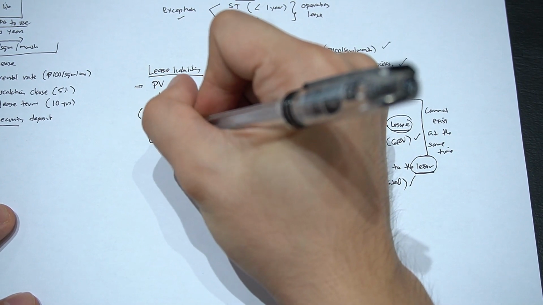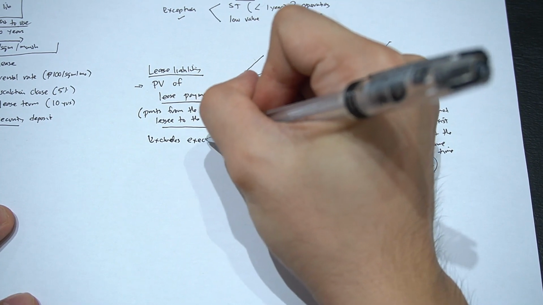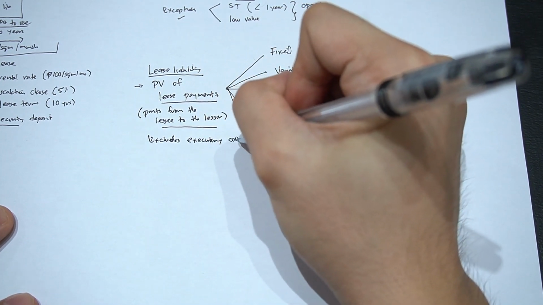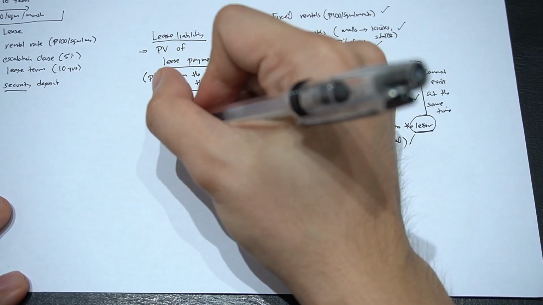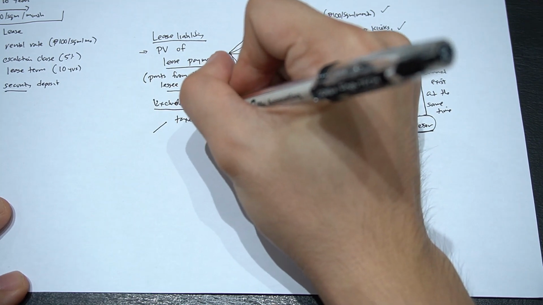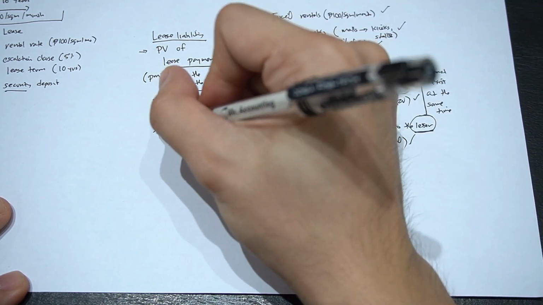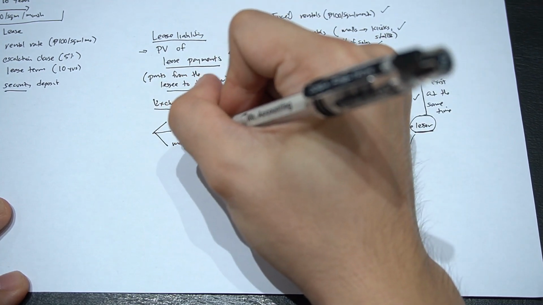class, this excludes executory costs. Excludes hindi includes. Bakit sir? Ano ba sir yung executory cost? Examples are, number 1, taxes, mga property taxes. Okay? Ano pa? Insurance. What else? Maintenance.